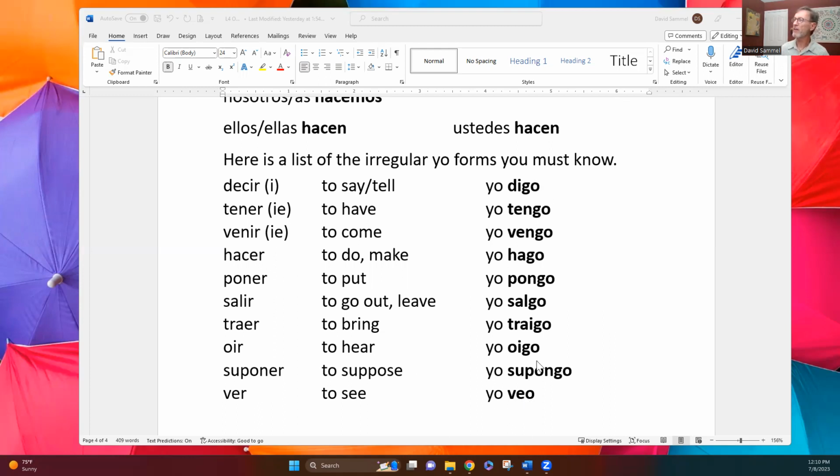But you can see that 9 out of 10 of these verbs have a G in the yo form, which makes it a little bit easier to remember. Maybe that won't be all that tough for you. Okay, that is our lesson. That is what you need to know for Unit 4, Lesson 4, I should say.